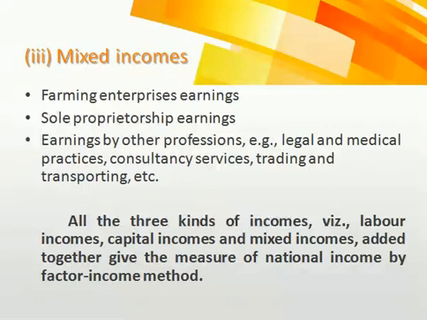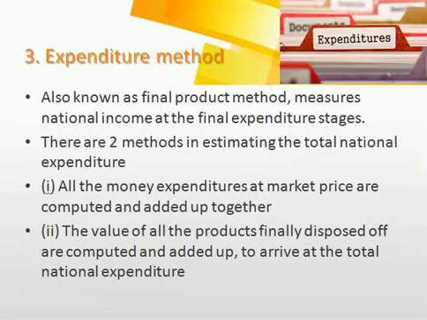And all the three kinds of income, labor income, capital income, and mixed income, are added together, and finally we get the national income by this method. Okay, the next method is the expenditure method. Calculation of national income by the expenditure method is very well accepted by many countries in the world. It is also known as the final product method. It measures the national income at the final expenditure stages.